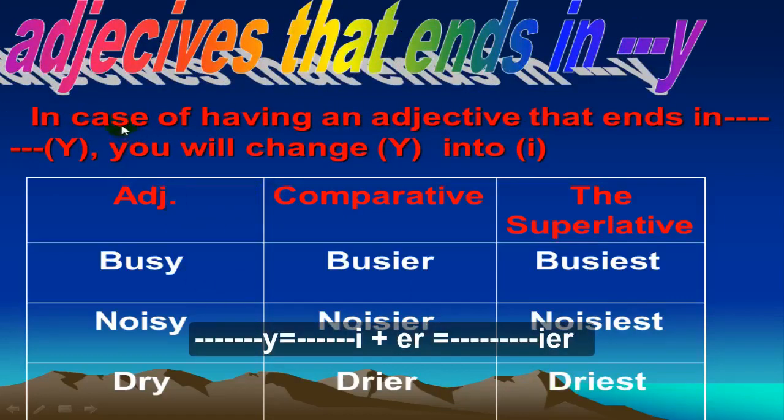So, in case of having an adjective that ends in Y, you will change Y into I and we'll put ER or EST.